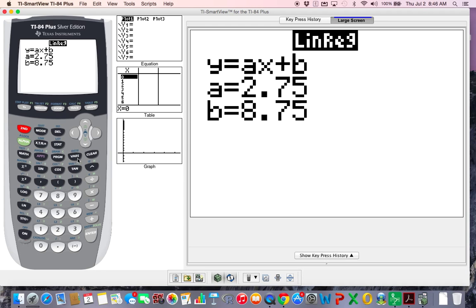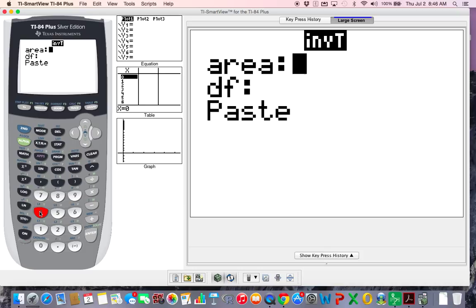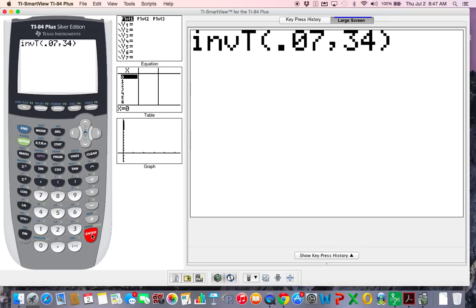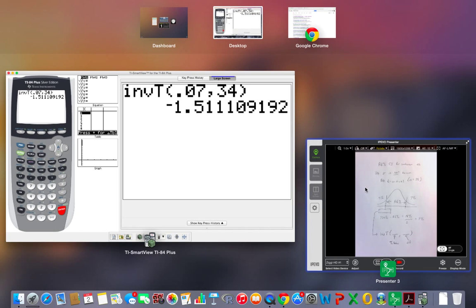So again, go second function distribution. Come down to number 4. And this actually gives it to you a little differently, and it makes it very clear that you need degrees of freedom because it has df there. But nevertheless, the area is the area to the left, just as we've done before. So we put in 0.07, and the degrees of freedom here are 34. Paste it into your home screen, hit enter, and the t-critical is negative 1.51.